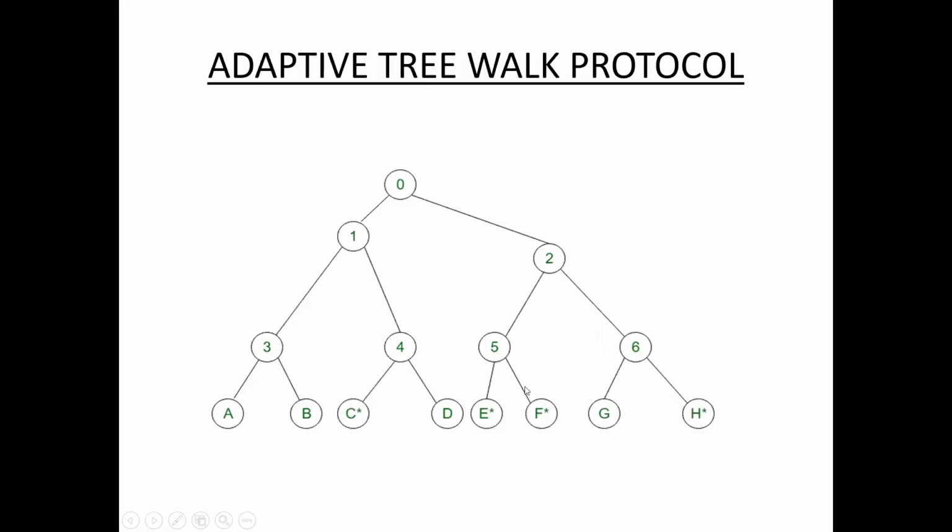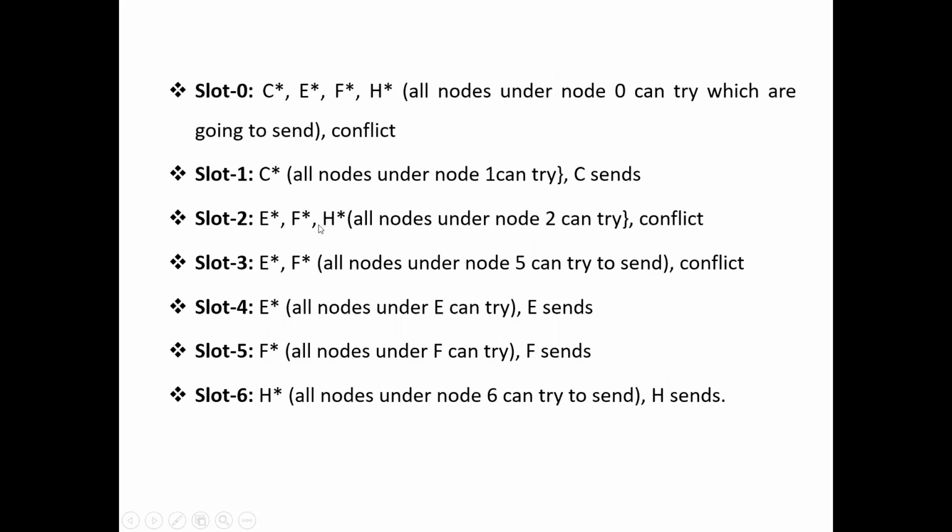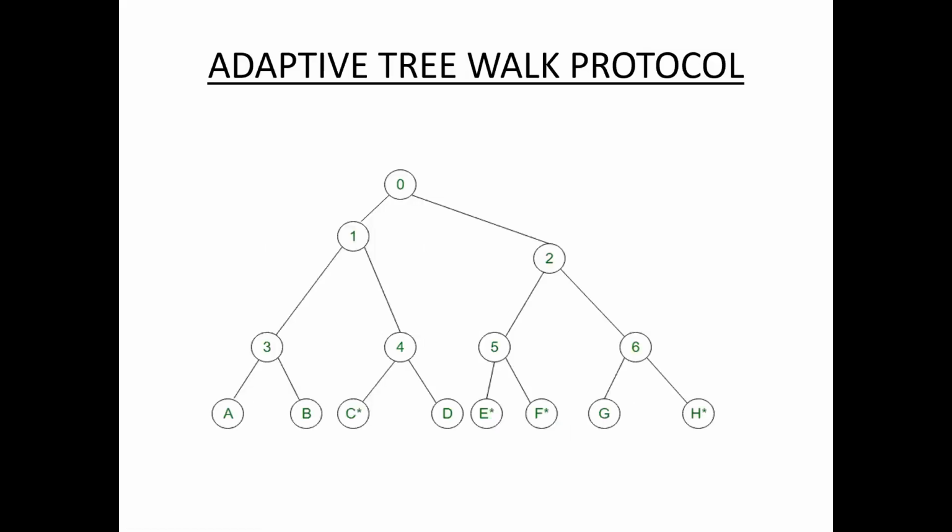Next, the second slot: E, F, H. Here slot 2 has E, F, H. So three stations, multiple stations, so there is a conflict. If there is a conflict, we divide the tree into two subparts. So this right hand side is once again divided into two parts: E, F in one slot and H.